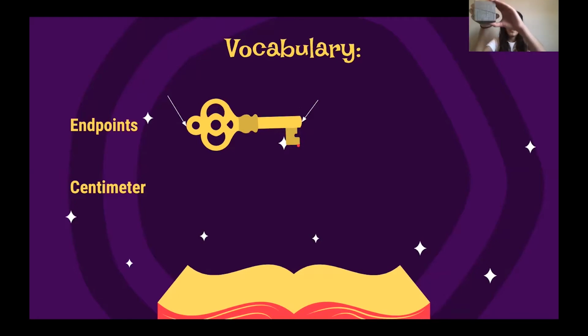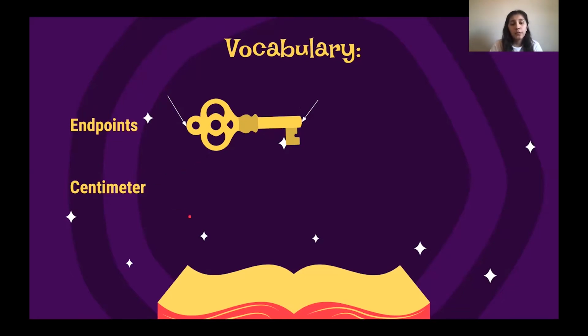For example, the box. If I wanted to measure, I could measure from top to bottom. So these would be my endpoints, top to the bottom. Or I can measure from side to side, but I would make sure that the endpoints are clear.